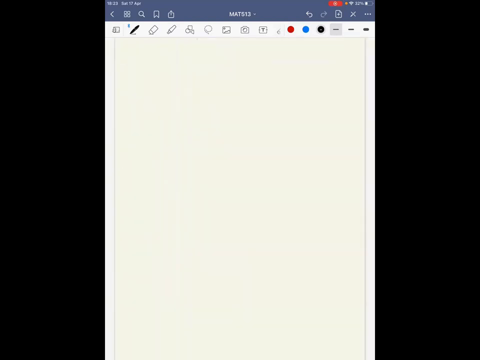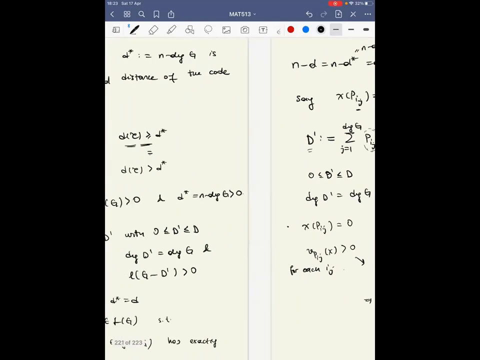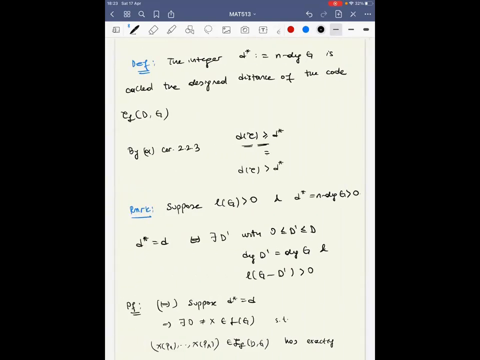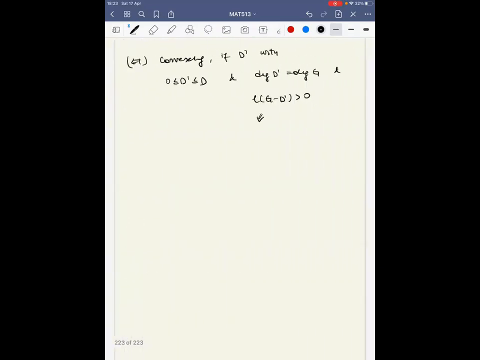And conversely, if you suppose that there exists a divisor D prime, which is less than or equal to the given divisor D, that has the same degree as G, and the Riemann space of the difference G and D prime is not trivial, then in the theory we want to see that the minimum distance of C is supposed to be n minus degree G. So that means there exists a code word of weight n minus degree G.